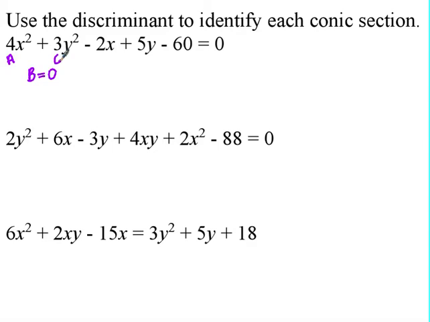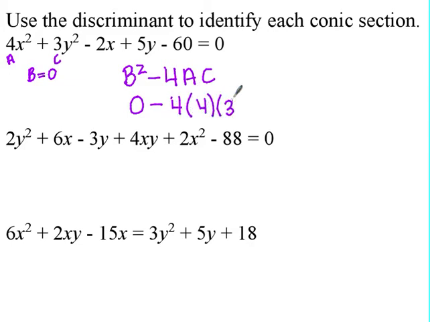So in this problem, I've got B squared minus 4AC. B is 0, so I have 0 minus 4 times 4 times 3. What's 4 times 4 times 3? Negative 48, which is less than 0. So if it's less than 0, it can either be a circle or an ellipse. In order for it to be a circle, B has to equal 0, which it does, but also A and C have to be the same. Are A and C the same? Nope, so this is an ellipse.